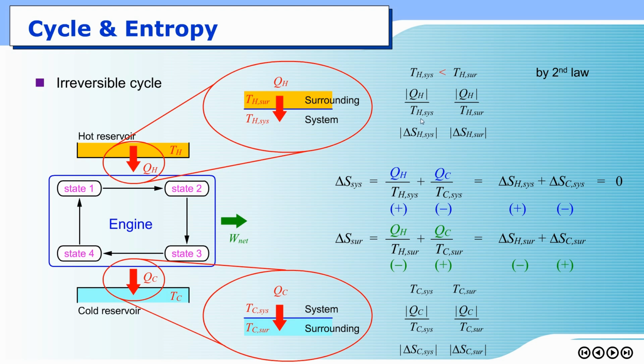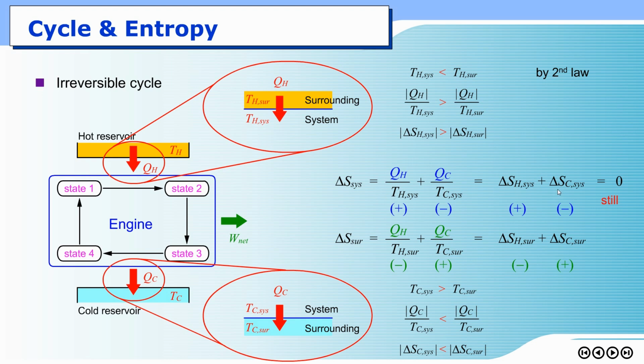Then, since the denominator here is smaller than the denominator there, these two Q are the same thing. So therefore, this relationship is supposed to get the greater than sign here. And therefore, delta SH of the system is supposed to be greater than delta SH of the surrounding. On the other hand, if you look at the cold reservoir, in order to make this process irreversible, the temperature of the surrounding must be lower than the temperature of the system at all times. Or in other words, the system is supposed to have higher temperature than the surrounding. So the temperature here is always greater, so that the process will be irreversible. Okay? So therefore this ratio should have the less than sign here, and delta SC of the system is supposed to be smaller than delta SC of the surrounding.